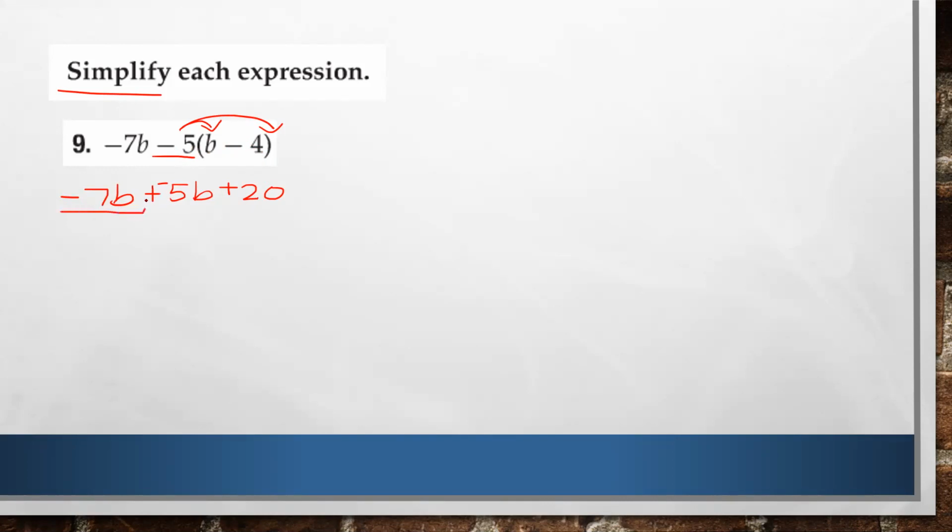These are like terms, so I can combine them. So negative 7 plus negative 5 is negative 12, and I still have the b, plus 20. So that's it. These are not like terms, so that is as far as I can go. That is my final answer.